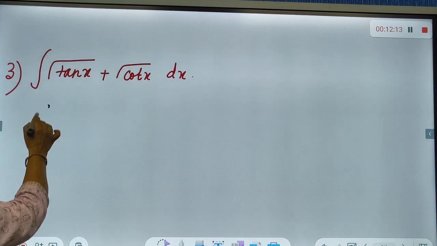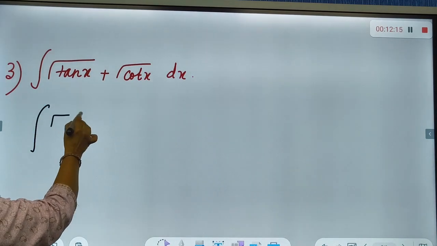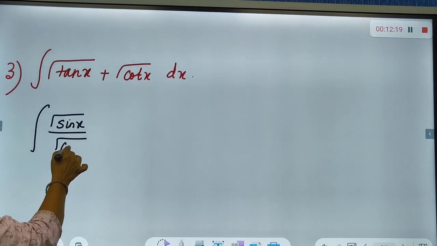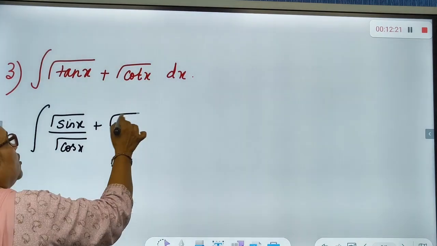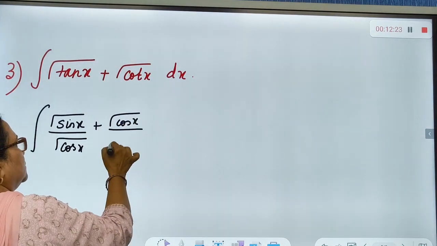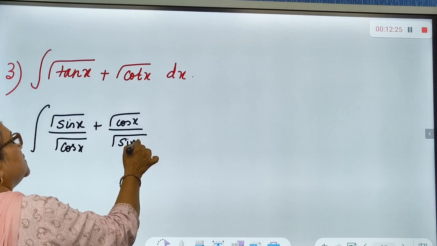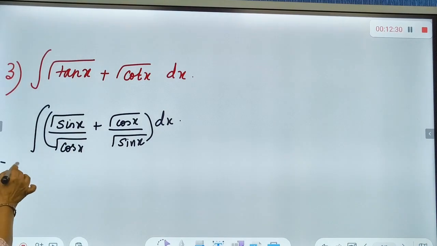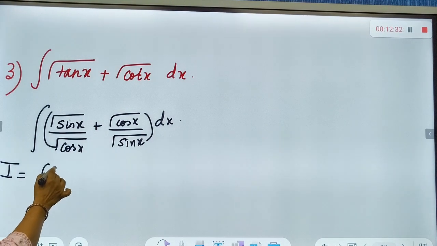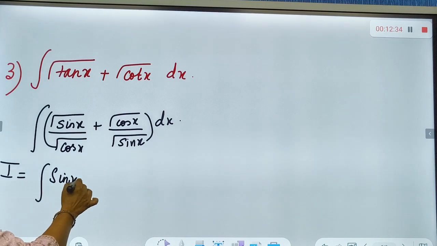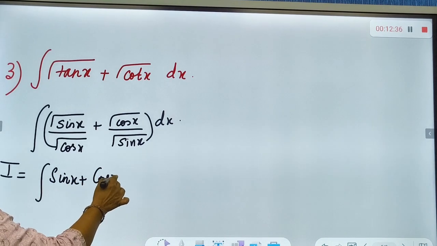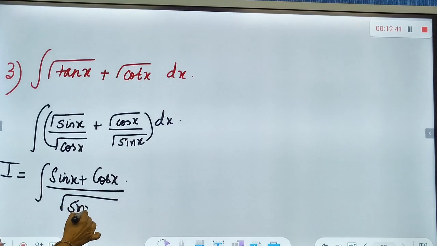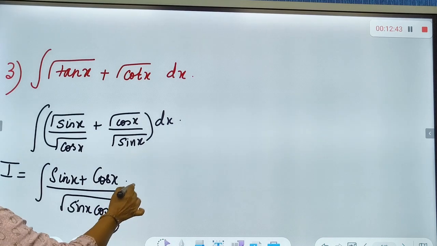Alternatively, what we can do. So now I am going to write this as root sin x by root cos x plus root cos x by root sin x dx. So I will be equal to integral of sin x plus cos x by root of sin x cos x dx.